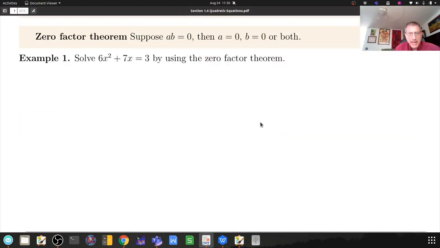So let's look at the zero factor theorem. We use this all the time. So when we have real numbers, including complex numbers, if we have a times b equal to 0, then we can immediately know the following. Either a is 0, or b is 0, or both. So we're going to use that to solve this quadratic equation by using the zero factor theorem. So this is going to be example 1.